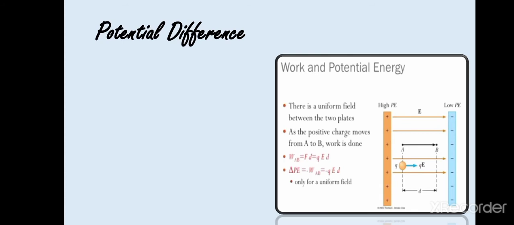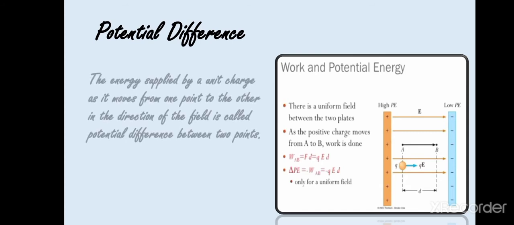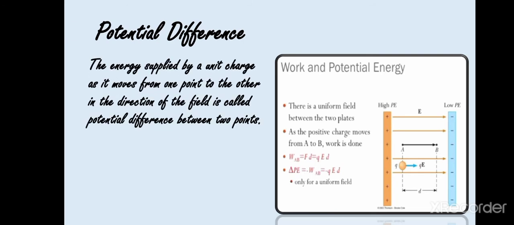Let's discuss the potential difference. As I have just told you, the electric potential is different at different points. So what should be the definition of potential difference? The energy supplied by a unit charge as it moves from one point to the other in the direction of the field is called the potential difference between 2 points.